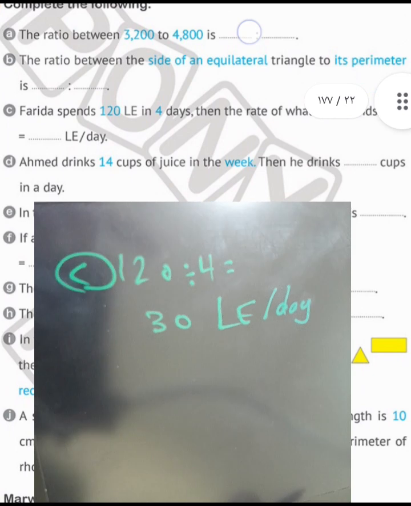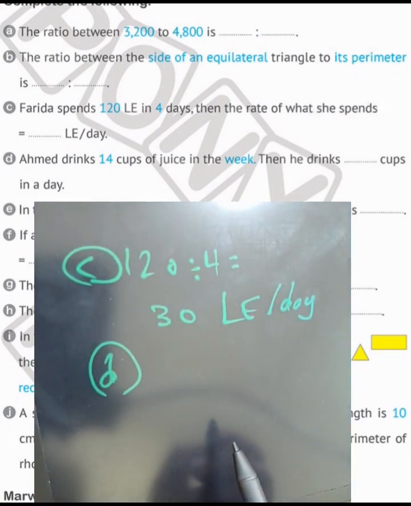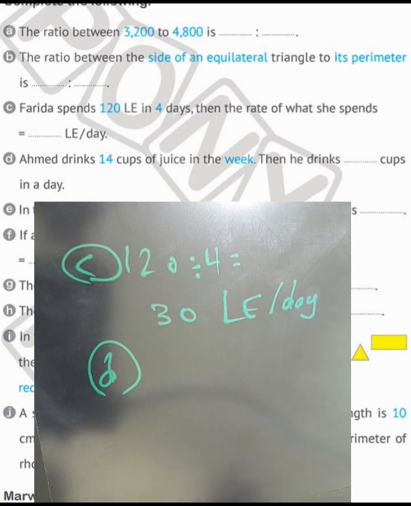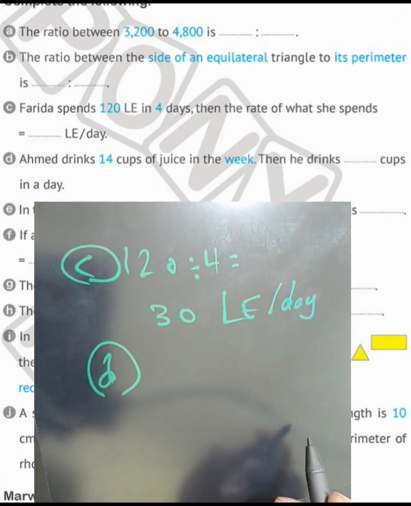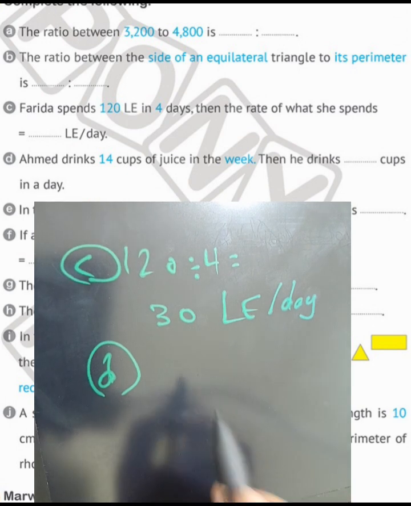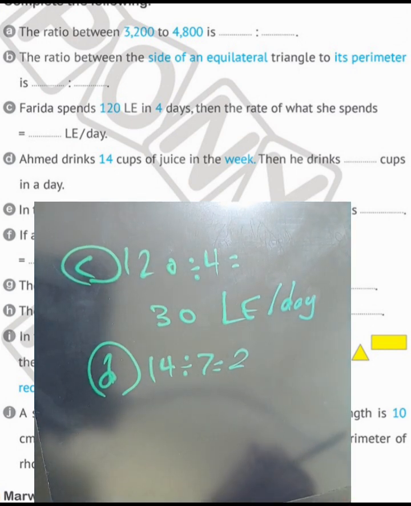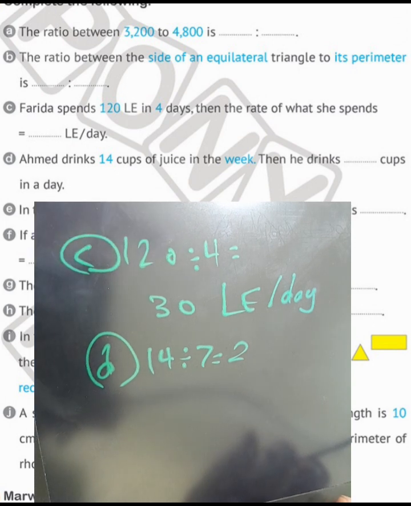Next question, letter D. Ahmed drinks 14 cups of juice in the week. Then he drinks blank cups in a day. Okay, we know 1 week equals 7 days. Then we can find the number of cups he drank in 1 day by dividing 14 by 7. 14 divided by 7 equals 2. Then the result will be 2. Okay, 2 cups in a day. Question letter E.